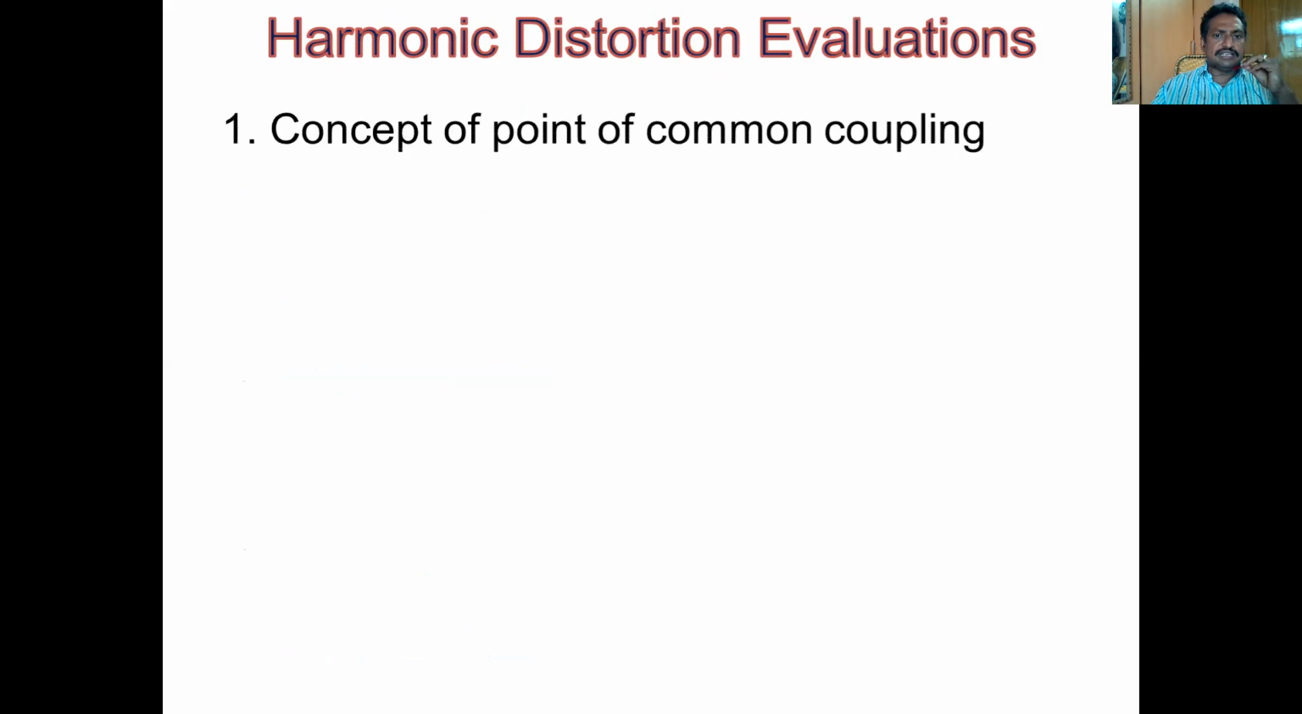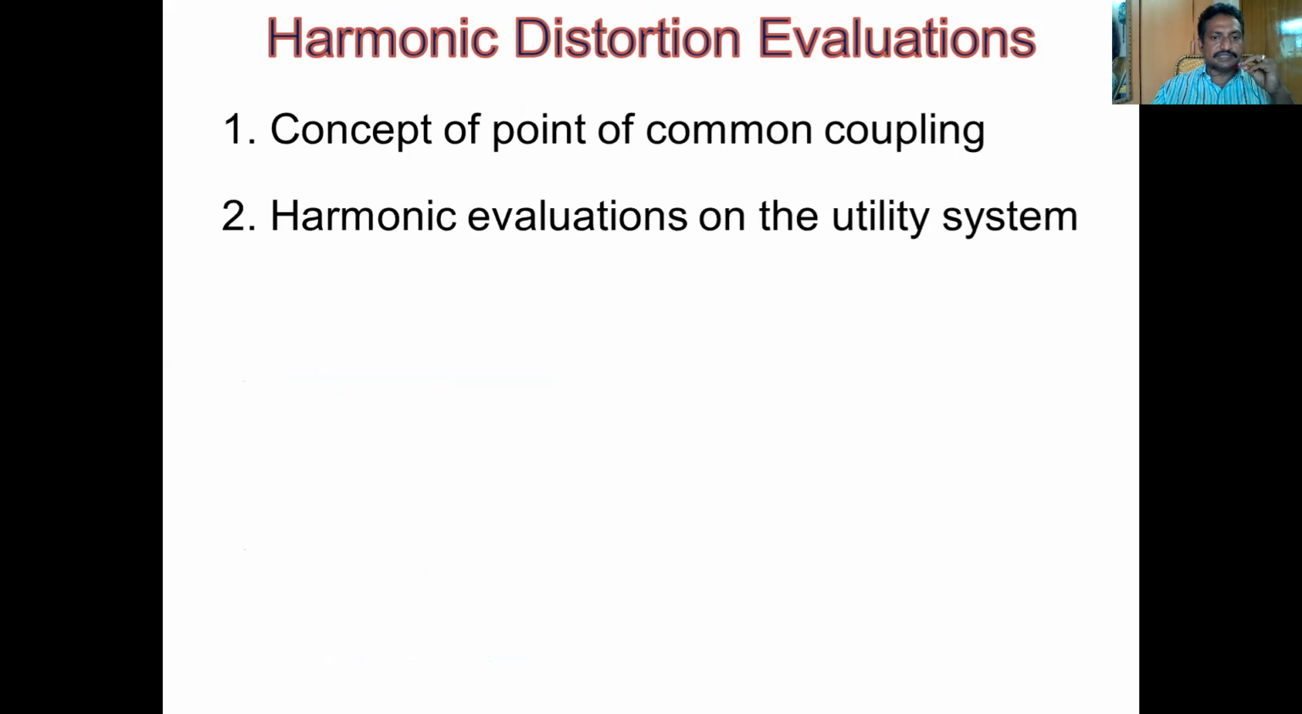Next, how to evaluate this harmonic distortion? 3 methods are used for evaluation of harmonics. The first is the concept of point of common coupling, also called the PCC. I will explain thoroughly. The second is harmonic evaluation on the utility system. There are 2 ways. One is utilities or suppliers, another is consumers or end users.